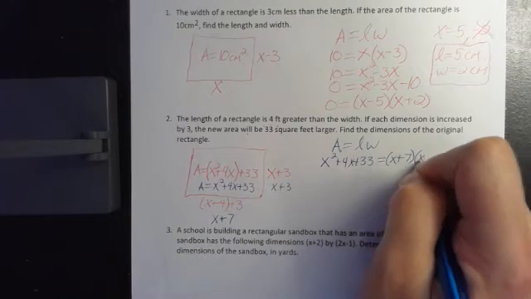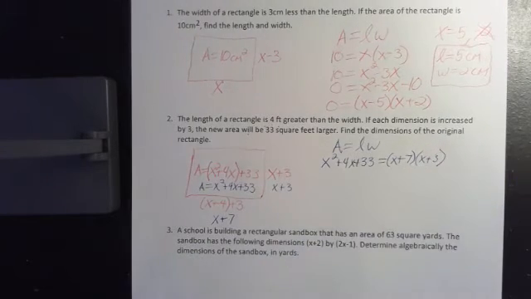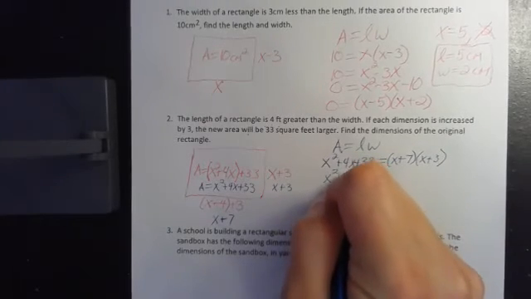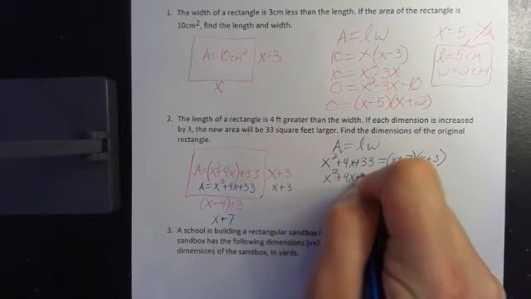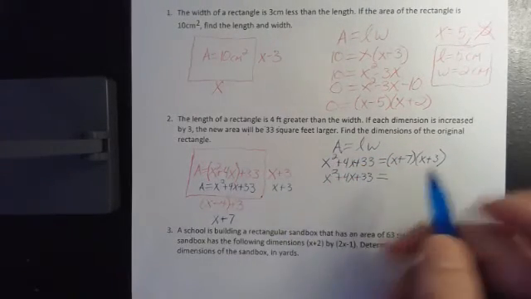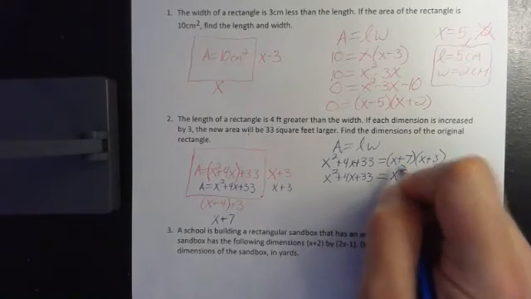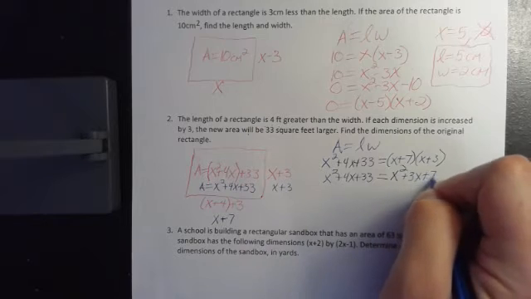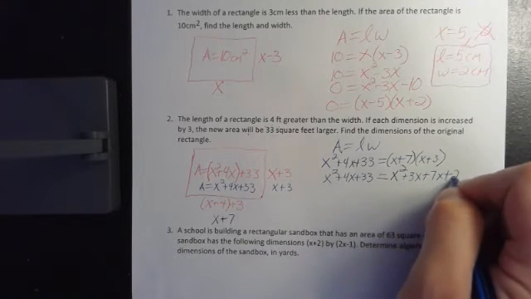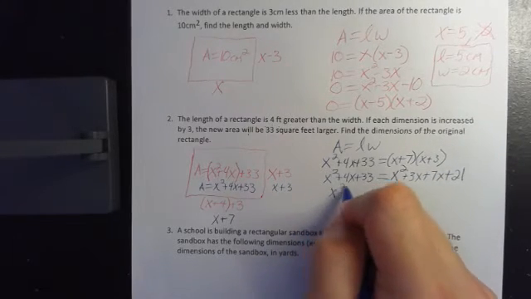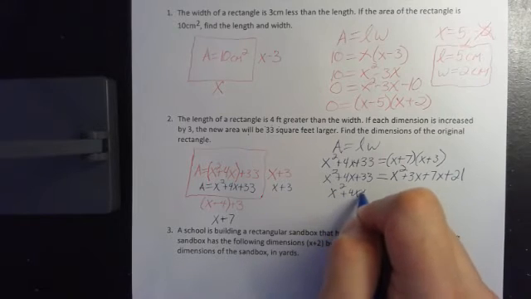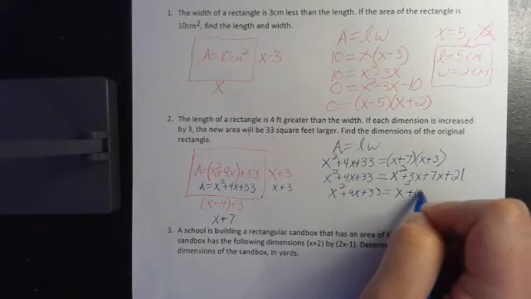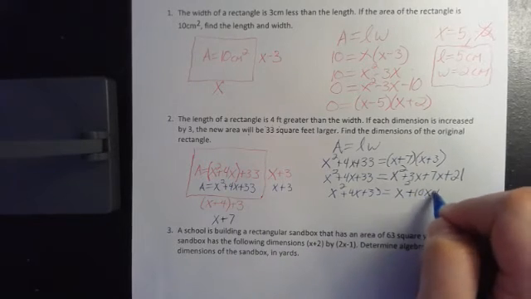Our width is x plus 3. And we notice that we have two binomials here, so we're going to have to FOIL. So we have x squared plus 4x plus 33 is equal to, when we FOIL this, we get x squared. X times 3 is 3x. 7 times x is 7x. 7 times 3 is 21. So we have x squared plus 4x plus 33 is equal to x squared plus 10x plus 21.